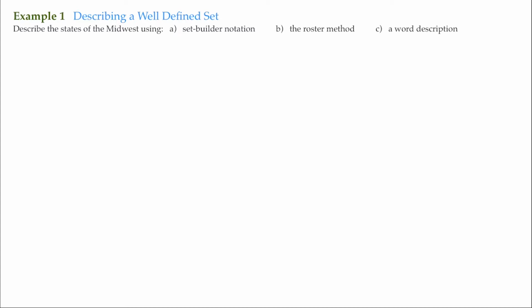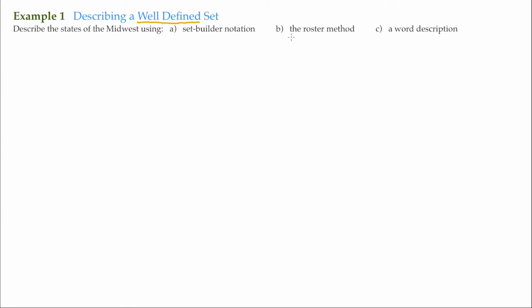In this example, we are going to describe a well-defined set. And what that means is that when we describe a set, there is no ambiguity or misunderstanding what is in the set. And we have three ways of being able to do that. The first way here is set builder notation. And set builder notation is the most scientific or formal way of describing a set.